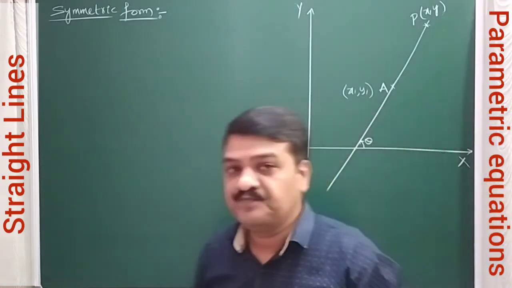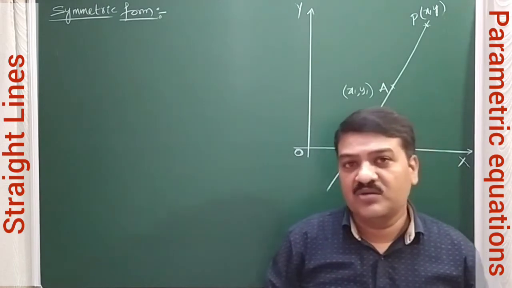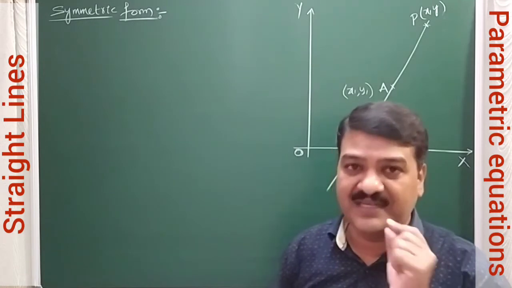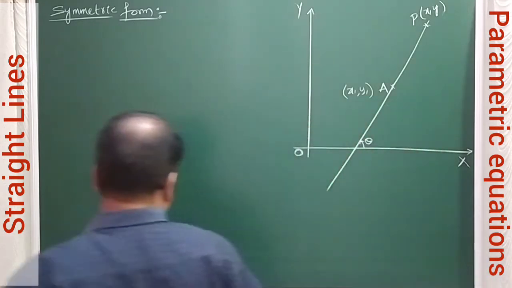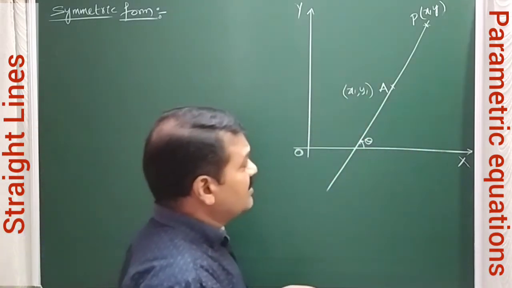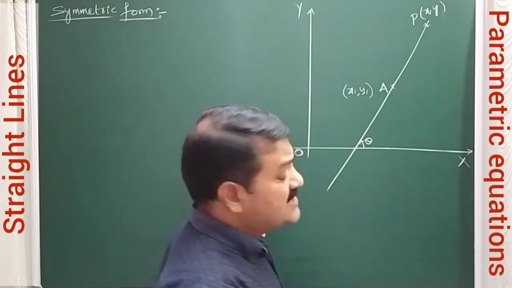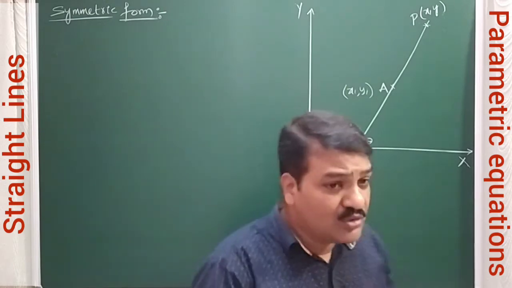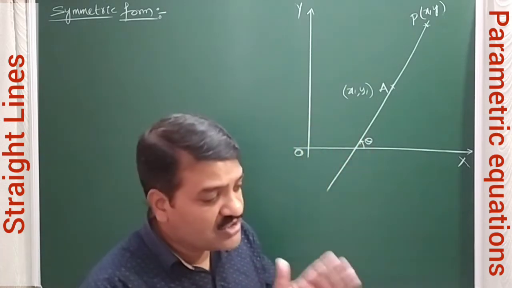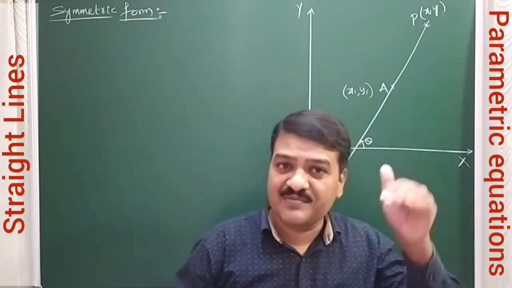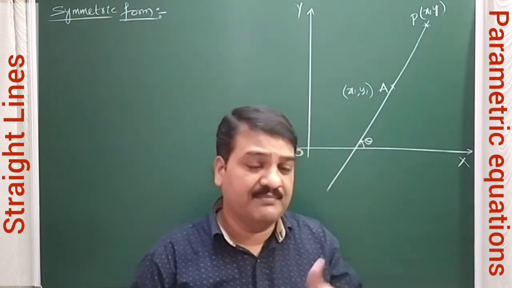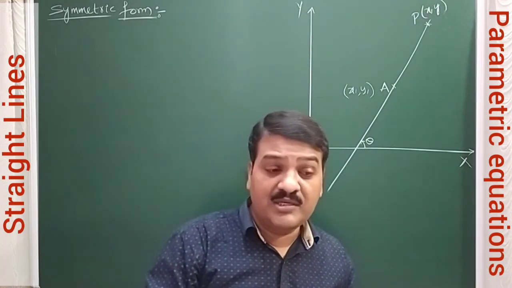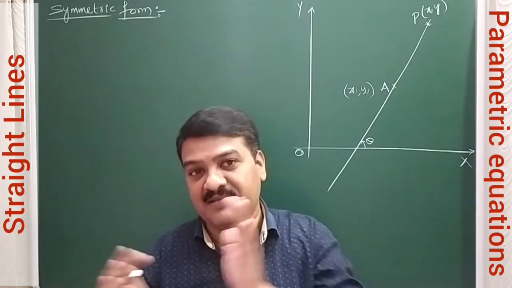Hi students, so in this video we are going to start with the discussion of symmetric form of a straight line. For the approach of this, previously we have discussed how to find the equation of a line passing through x1 y1 having slope m. The same discussion we will be doing here, but the equation will be presented in a different manner.